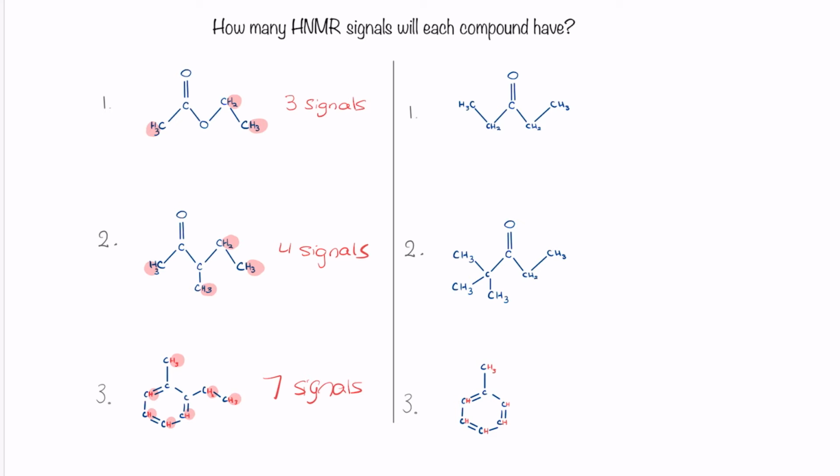Now let's talk a little bit about symmetry and how that affects how many signals we have. So let's take a look at the first one on the right. We see that we have one hydrogen environment over here. But because of the symmetry of this molecule, we see that same hydrogen environment here. And we also see another hydrogen environment here and that same environment over here. What do we mean by this?